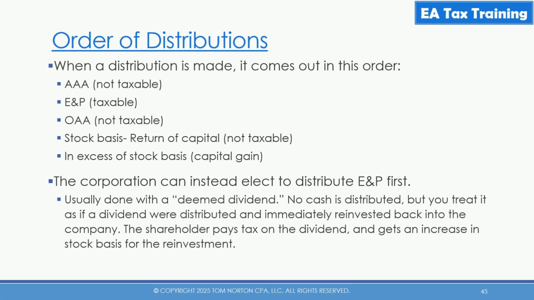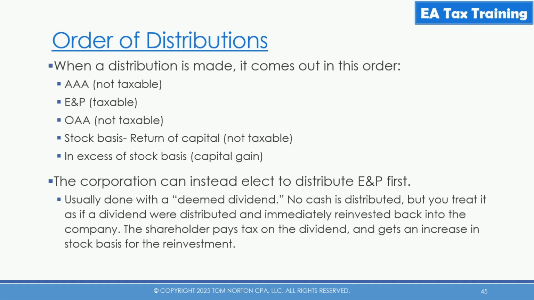Again, they're coming from the S corp. Distributions of S corp earnings are not taxable. So those distributions from OAA are not taxable. If they then are still making more distributions, that will be considered a return of their stock basis, a return of capital. So those distributions are not taxable. If they then distribute even more, that is a capital gain.